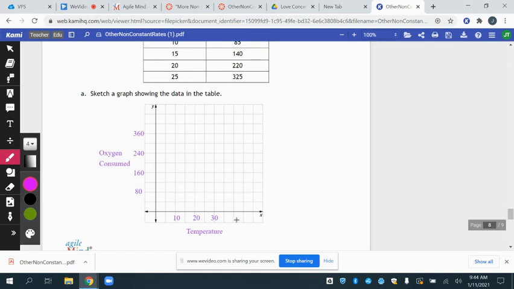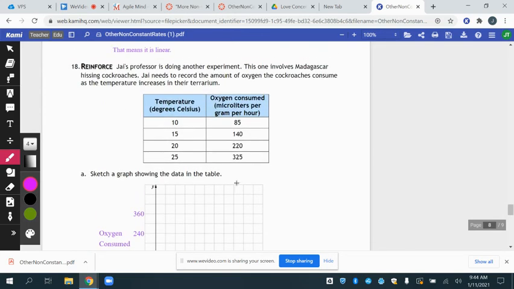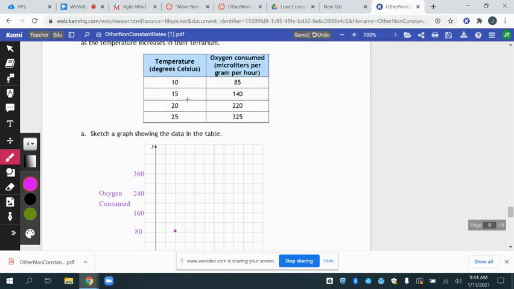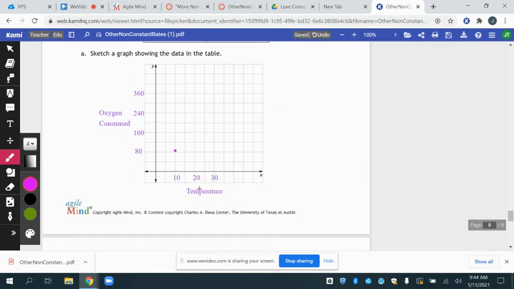And then I counted by 10s. I was a little lazy with this one. It's okay. 10, 85, let's find 10, 85 is going to be right above 80. Okay. 15, 140. 80, 120, 160, so 140 is halfway in between 120 and there, like so.